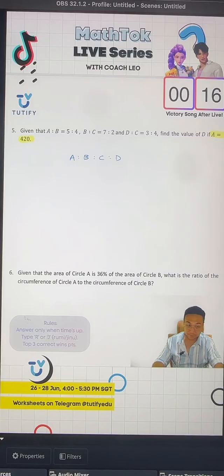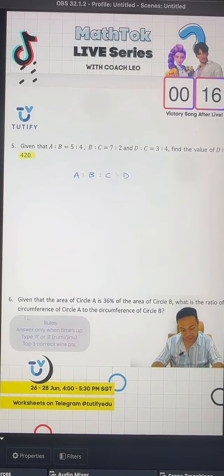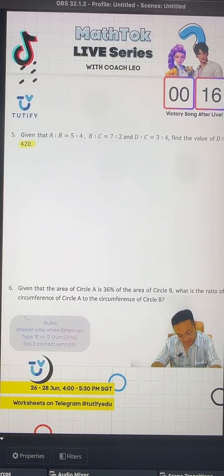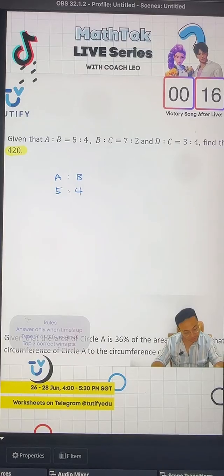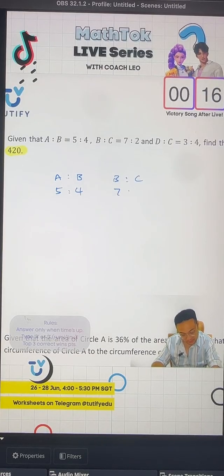So how do you do that? I'll just do one example for you first. For example, they already told us that A is to B is 5 is to 4, right? So B is to C is 7 is to 2. Now, you notice that B is the same, right? So how come the number is different? Shouldn't it be the same? Of course it should be the same. So what you should do is make it the same, you see?